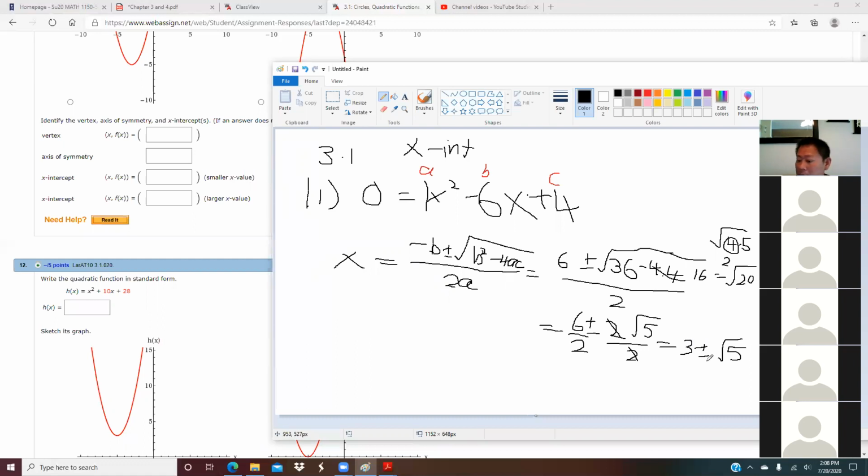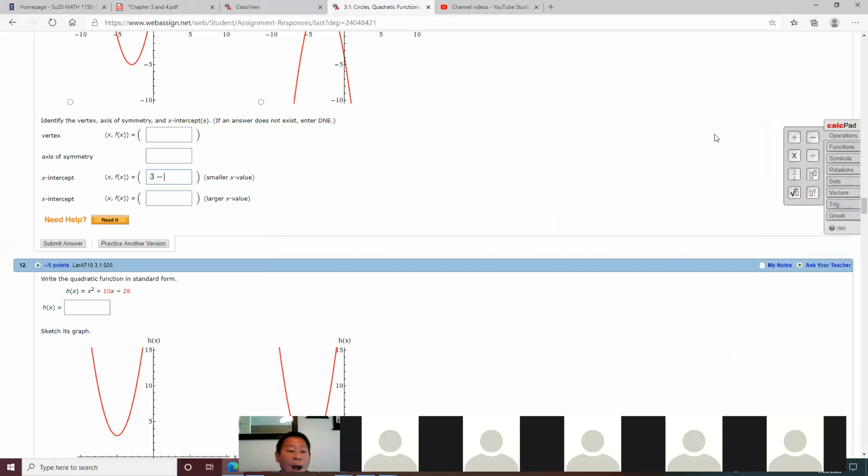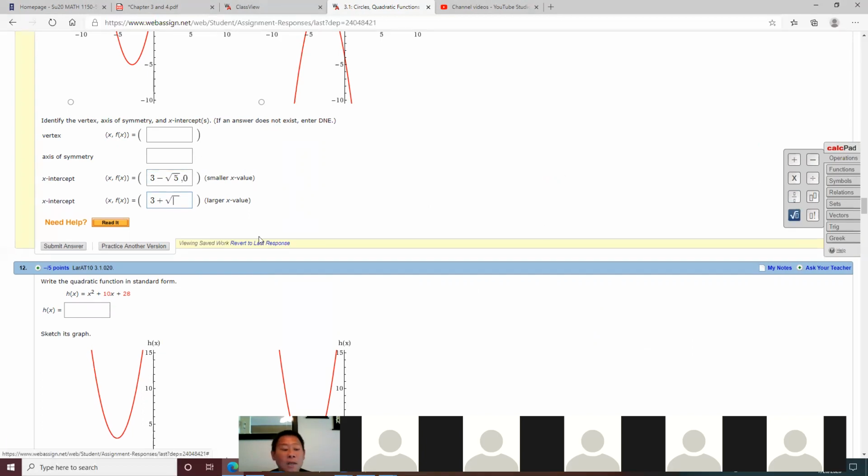The minus is a smaller one, right? So that one has to go first. So this one you have to write 3 minus square root of 5. Don't forget, it's a coordinate system. You have to put a comma with 0, because if you don't put the comma with 0, you got it wrong. And then this is 3 plus square root of 5, comma 0.